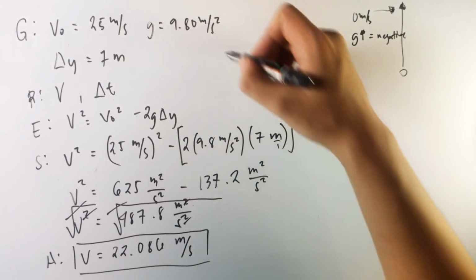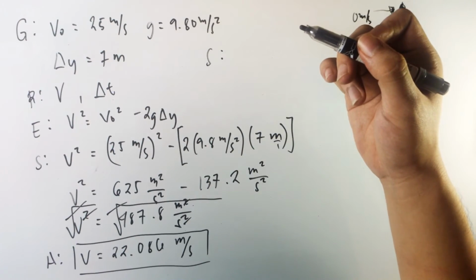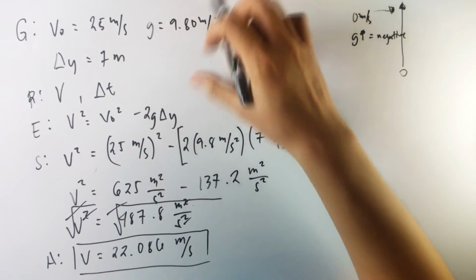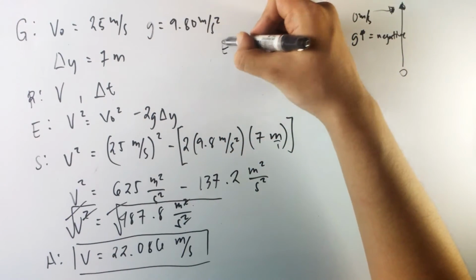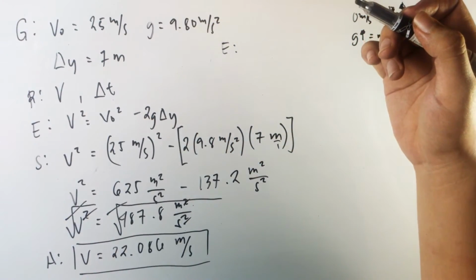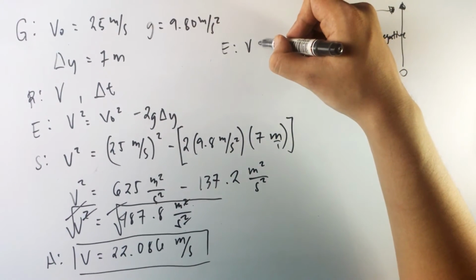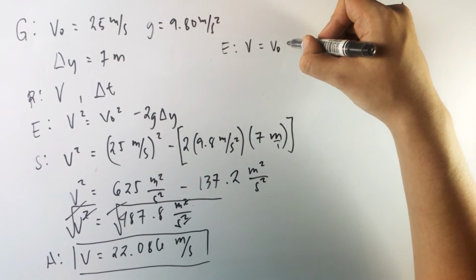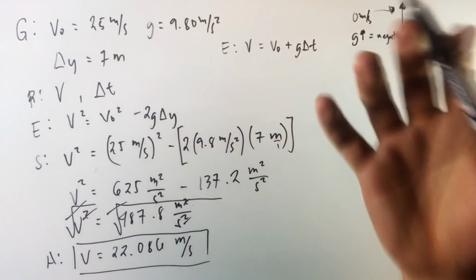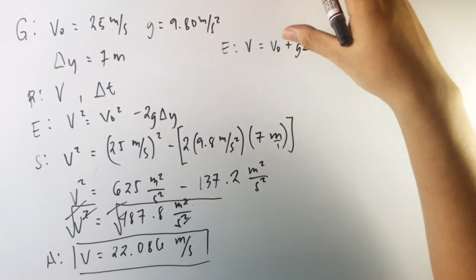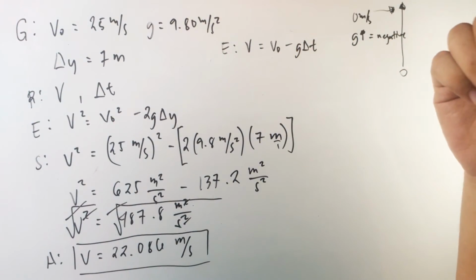Okay, so for the time, let's do that. Oh wait, we don't have the equation yet. So for the equation, I'm just going to write it here. What can we use? We can use the first one, right? So that's v is equal to v sub 0 plus g delta t, and of course it's moving up again, right? So we want to change this to a negative sign.